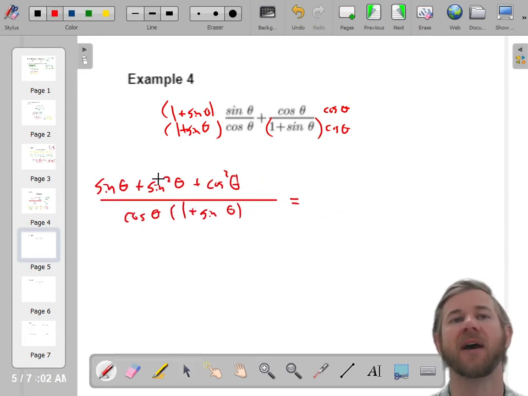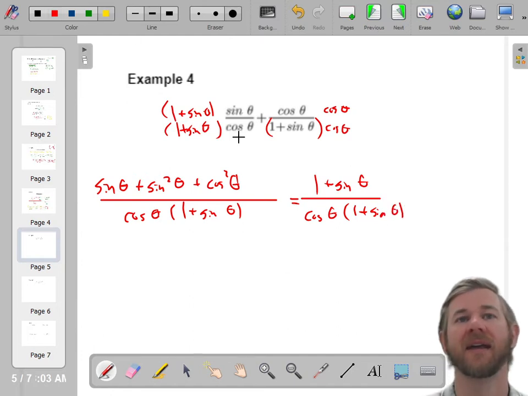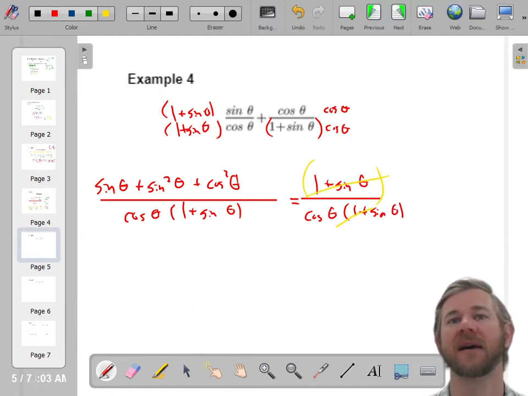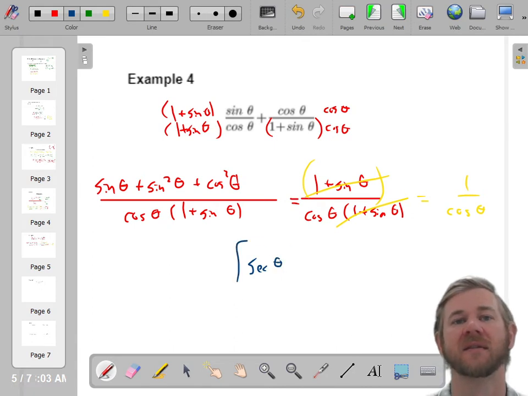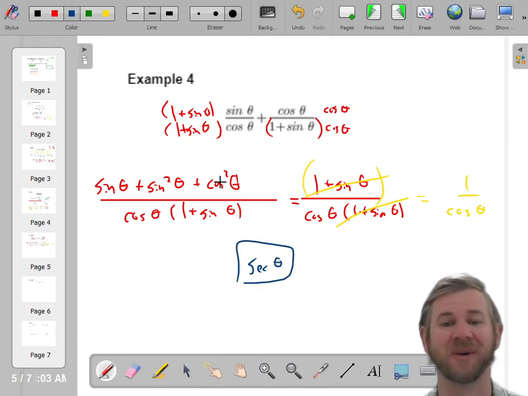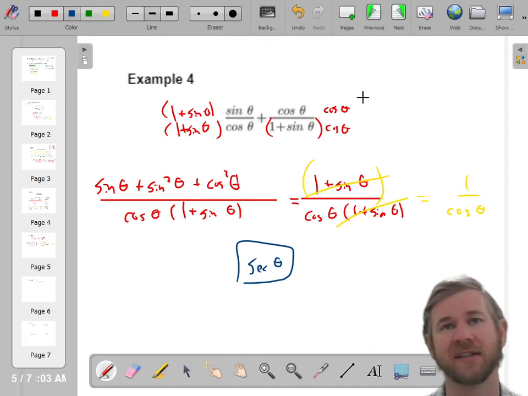So in the top now I have 1. That's 1 plus sine theta over cosine of theta. Look at this. 1 plus sine theta. And hey, that 1 plus sine theta can cancel out with this 1 plus sine theta. And now I have 1 over cosine theta. 1 over cosine theta is the secant of theta. Nice. Cool. So again, they clean up nice. These are all going to be very friendly. They should be very simple and interesting.